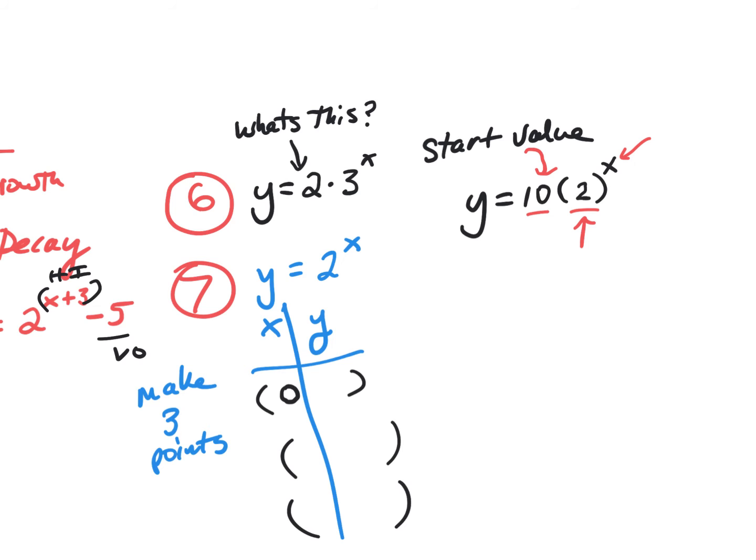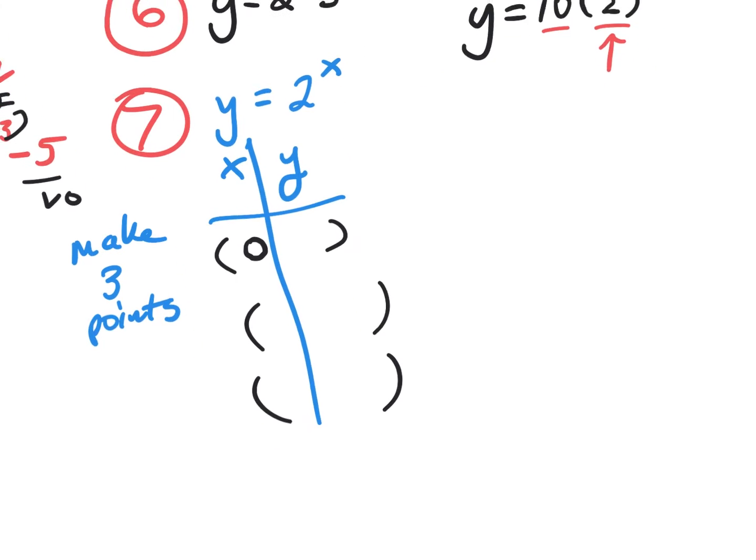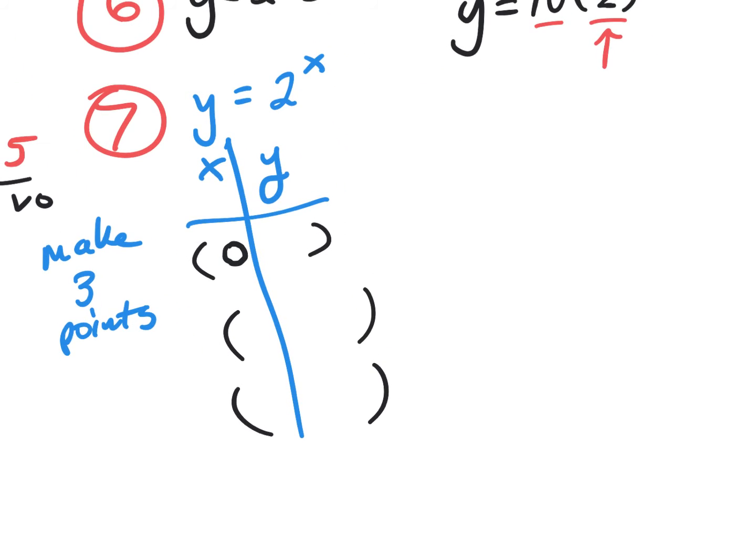All right, so number 7. Number 7, you are just supposed to find a few points. So I'm going to put a 0 in, and the 0 is going to go right here. And then I have 2 to the 0. What is 2 to the 0? Say it out loud if you know it. 1. So 0, comma 1 is on my graph.